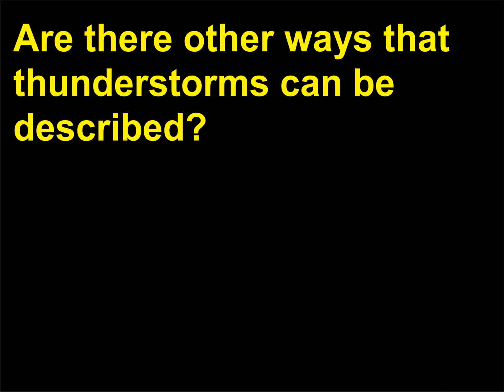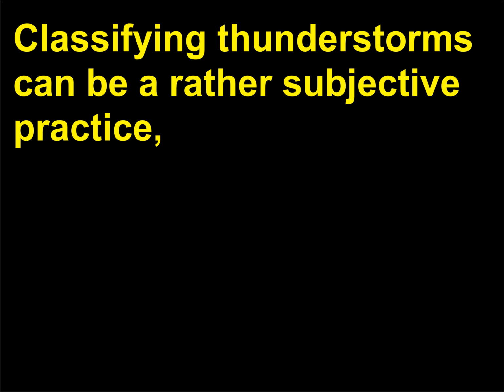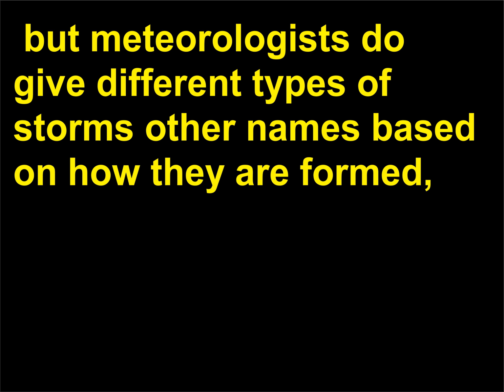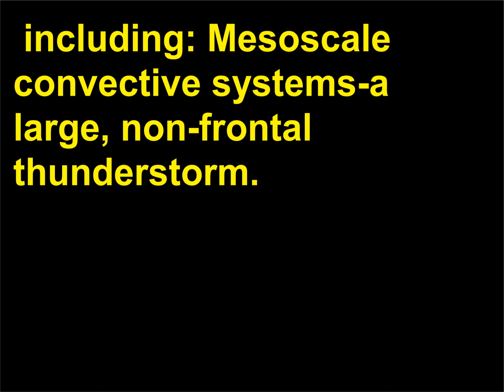Are there other ways that thunderstorms can be described? Classifying thunderstorms can be a rather subjective practice, but meteorologists do give different types of storms other names based on how they are formed, including mesoscale convective systems, a large, non-frontal thunderstorm.